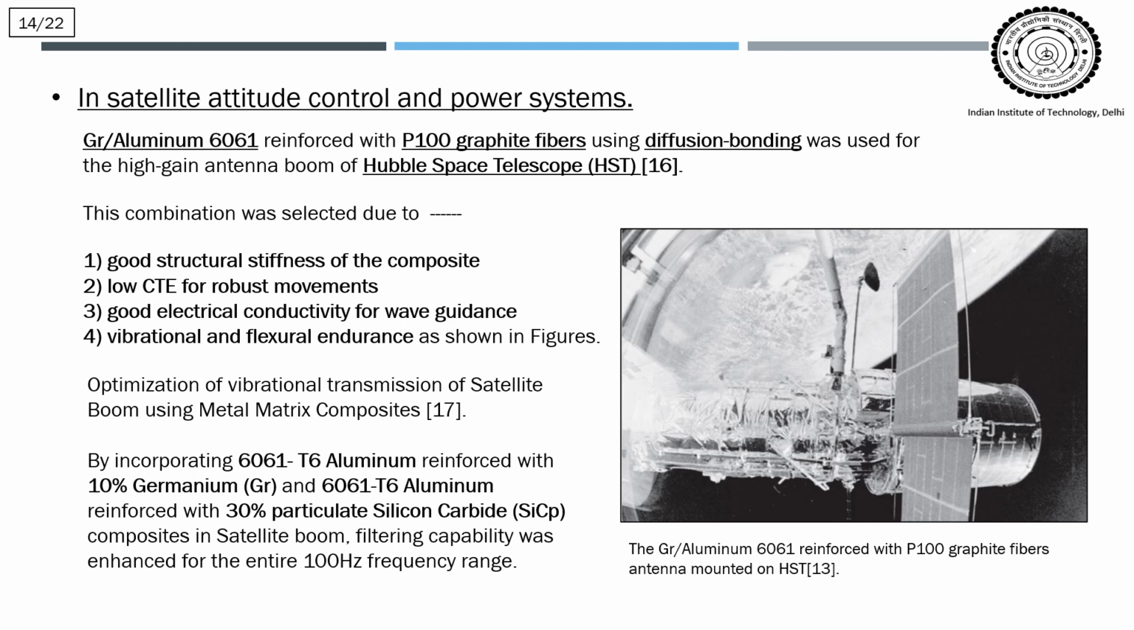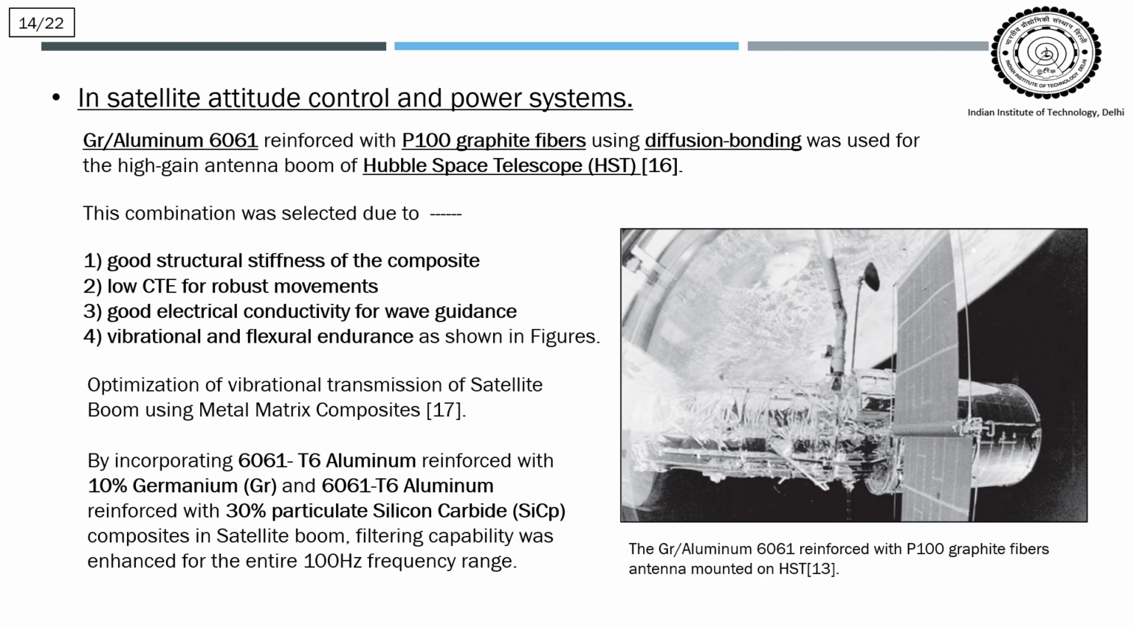Next, in satellite attitude control and power systems, the high gain antenna boom of the Hubble Space Telescope was made of aluminum 6061 reinforced with P100 graphite fibers using diffusion bonding. This combination was selected due to good electrical conductivity for wave guidance, low coefficient of thermal expansion for robust movements, etc.